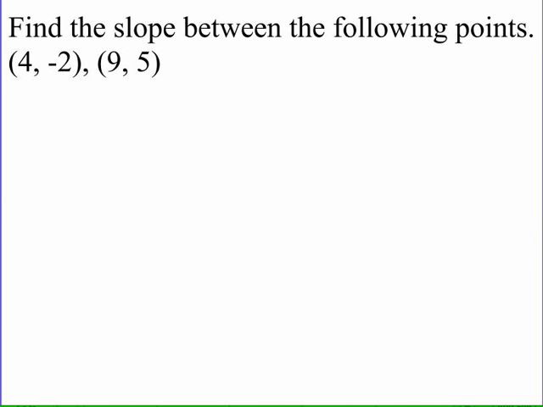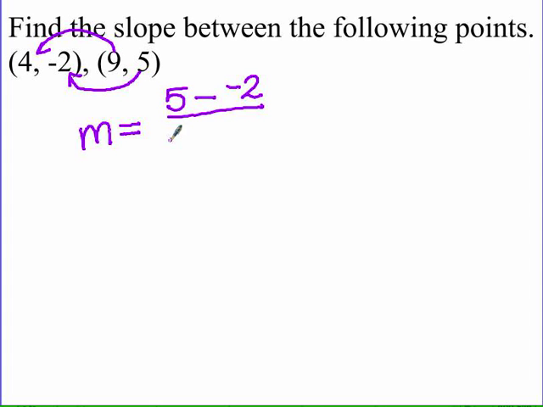Alrighty, slope. Ton of questions on slope. Okay. So find the slope between the following 2 points. On this one, it doesn't matter which point you start with, just be consistent. If I start with the 5, my numerator will be 5 minus -2. Your y always comes first. It's rise over run. Denominator will be 9 minus 4.